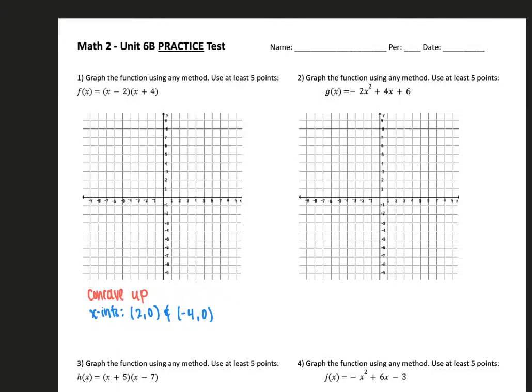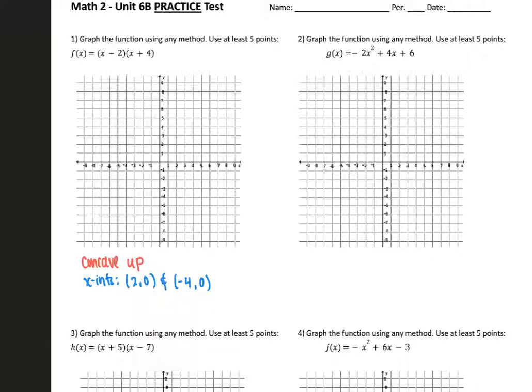Once we have that, we're going to go ahead and figure out what our axis of symmetry is, because that's going to be our line of reflection. And in factored form, the easiest way to find our axis of symmetry is to add our x-intercepts and divide by 2, which is going to give us the middle of our x-intercepts. So 2 plus negative 4 is negative 2 over 2, which is negative 1. So my axis of symmetry is x = -1.